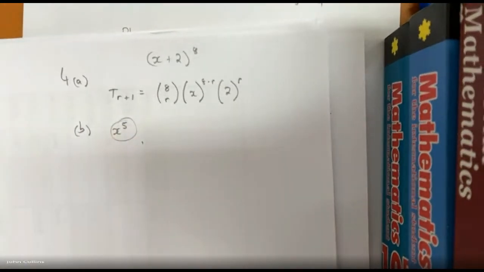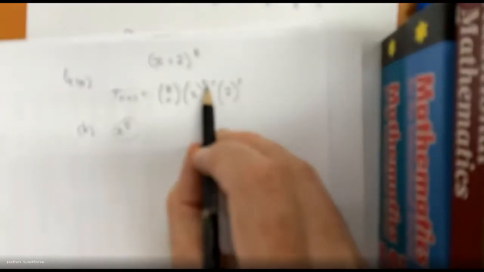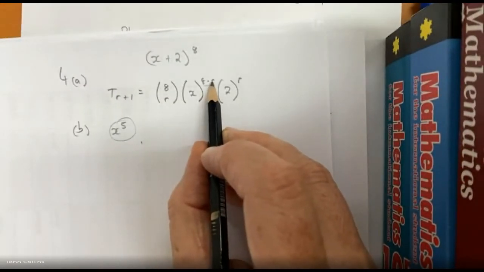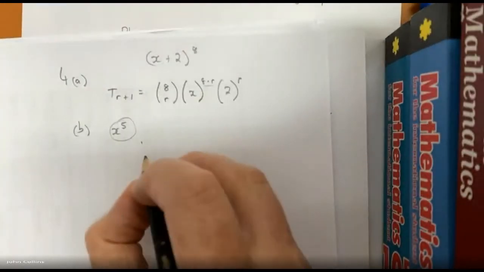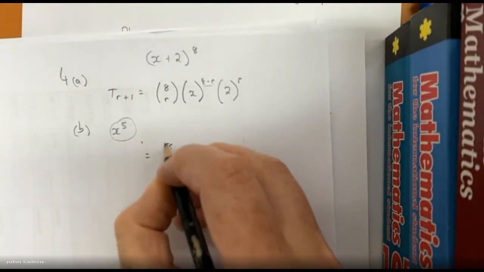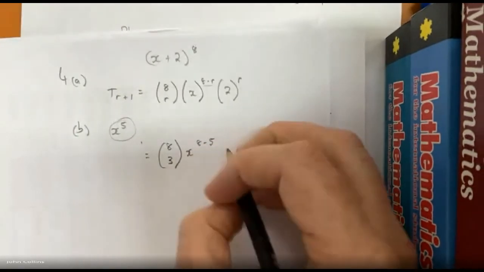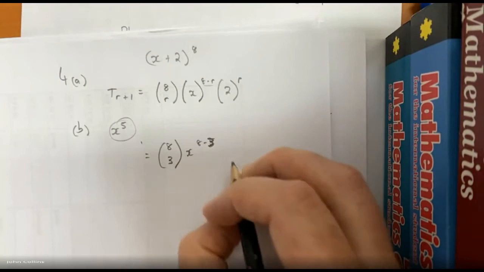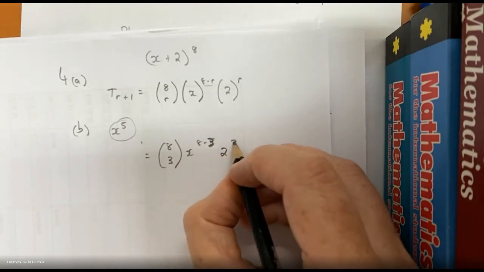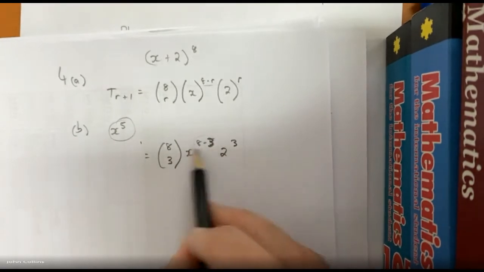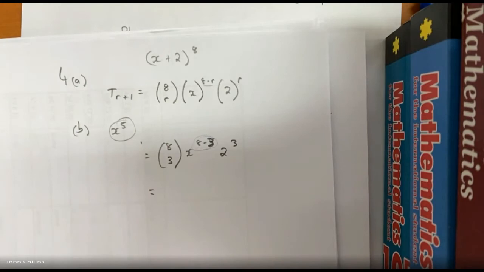So x to the 5, which term is that going to be in the sequence? So this would have to make 5. r needs to be 3, doesn't it? Hopefully. So it'd be 8 choose 3, x to the 8 take away 3, which will give 5, and 2 to the power of 3. So I've made r 3 because 8 take away 3 will give me x to the 5, and that's what I want.